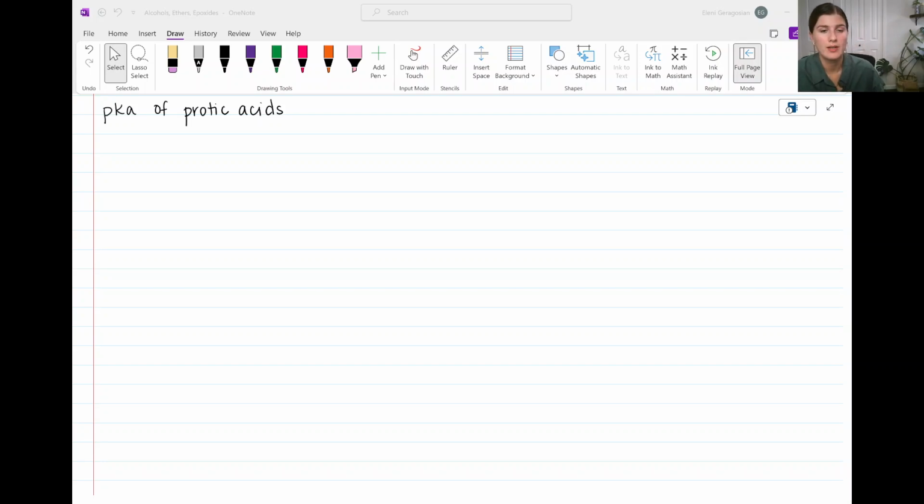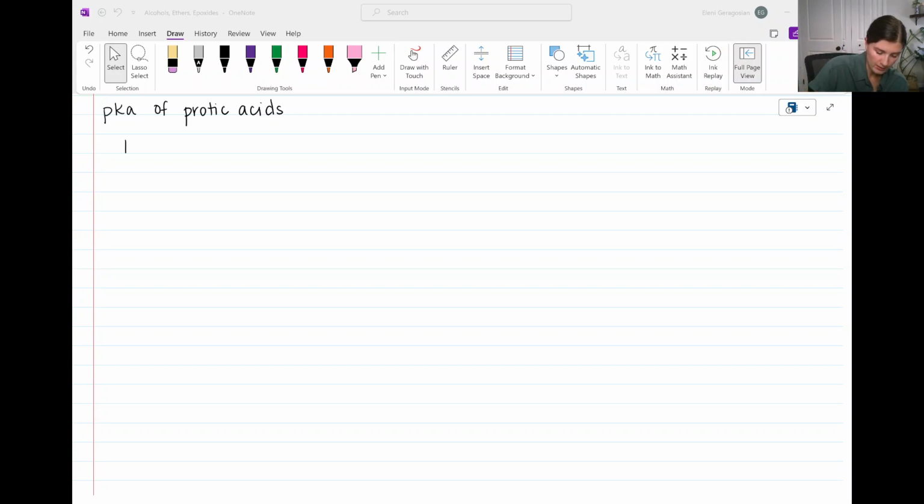Let's review the concepts of pKa when we're talking about protic acids, so acids that have a proton to give away. pKa originates from measuring the concentration of H3O plus molecules when an acid is added to water. So essentially, how strong is this acid relative to water?